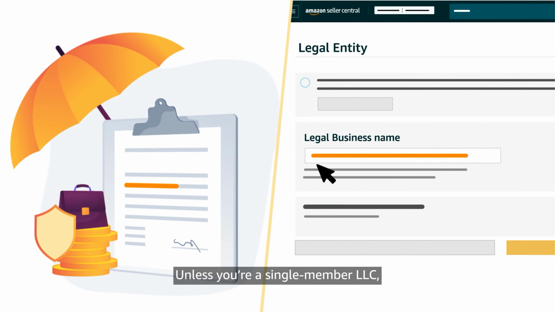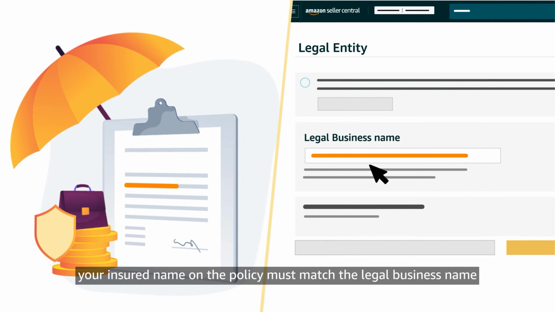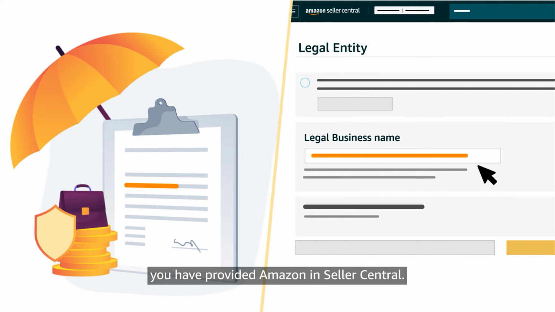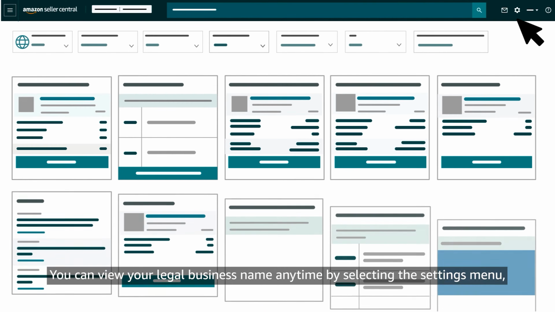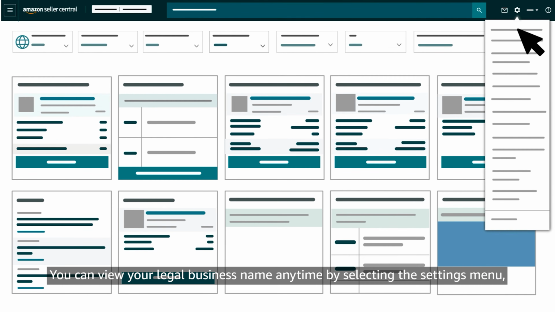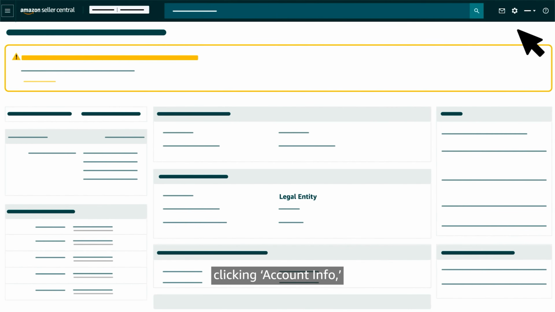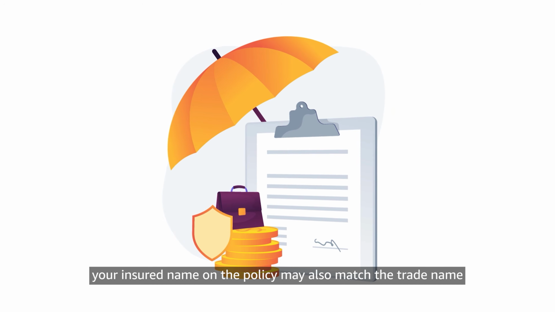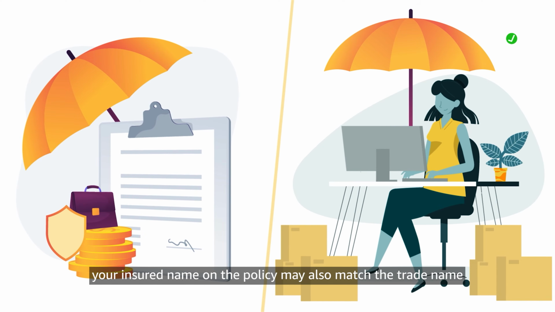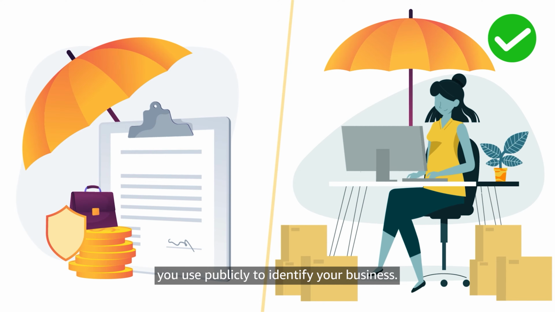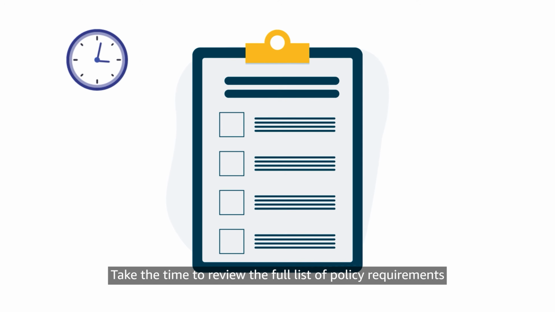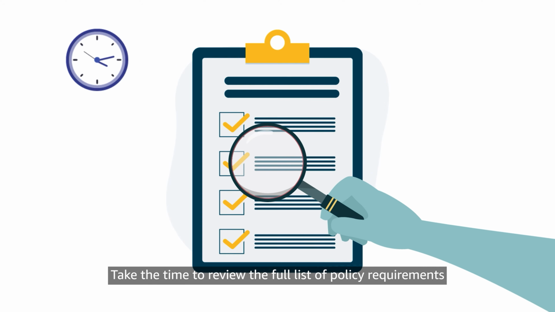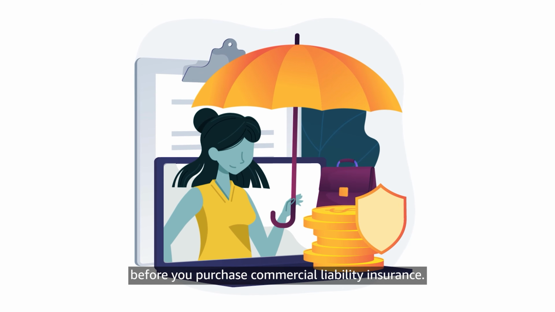Unless you're a single-member LLC, your insured name on the policy must match the legal business name you have provided Amazon in Seller Central. You can view your legal business name anytime by selecting the Settings menu, clicking Account Info, and then clicking Legal Entity. If you're a single-member LLC, your insured name on the policy may also match the trade name you use publicly to identify your business.